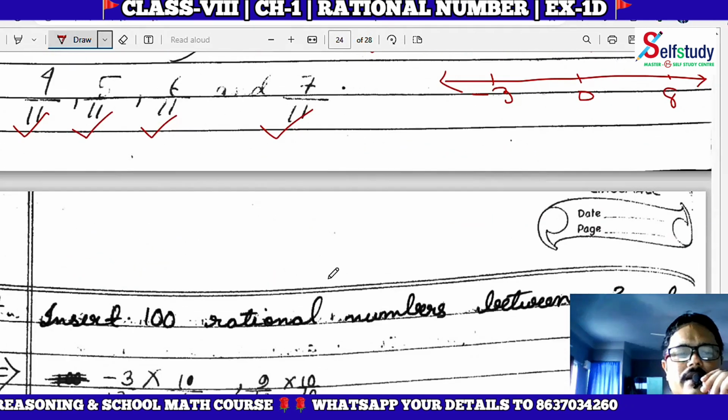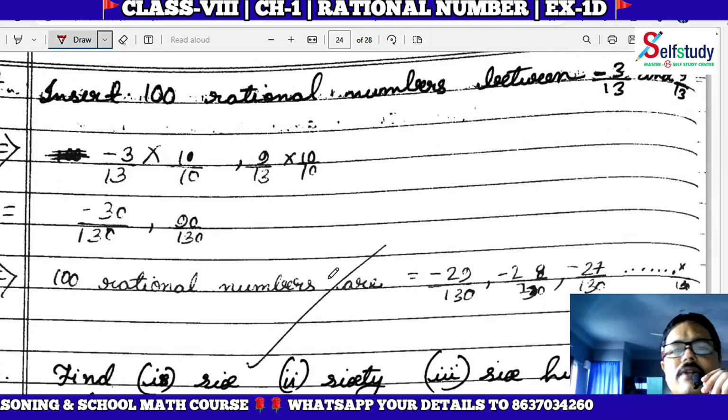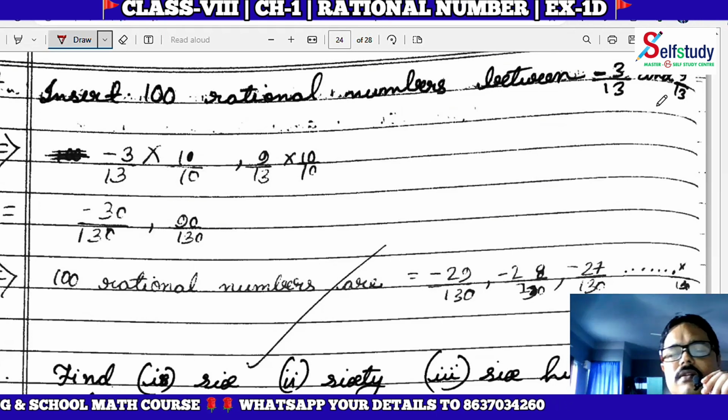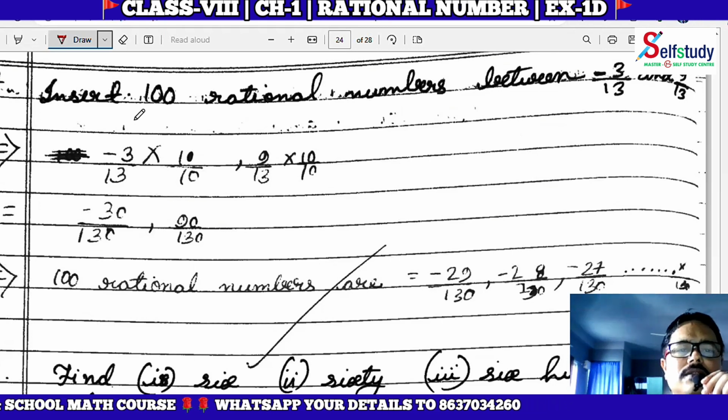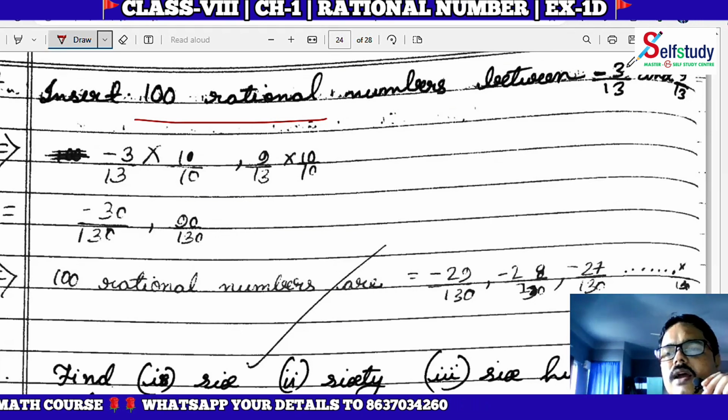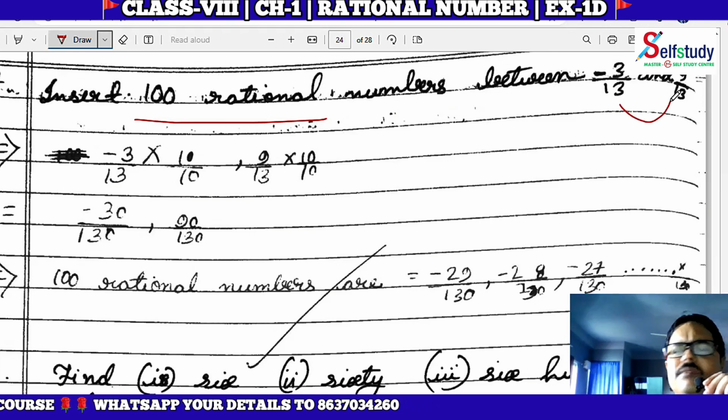This answer is correct. Insert 100 rational numbers in between minus 3 upon 13 and 9 upon 13. Now the problem is 100 rational numbers, so we will not write them all. We will use dot dot dot. But before that, we need to see whether we have 100 numbers in between the numerators or not. Denominators are same here also.